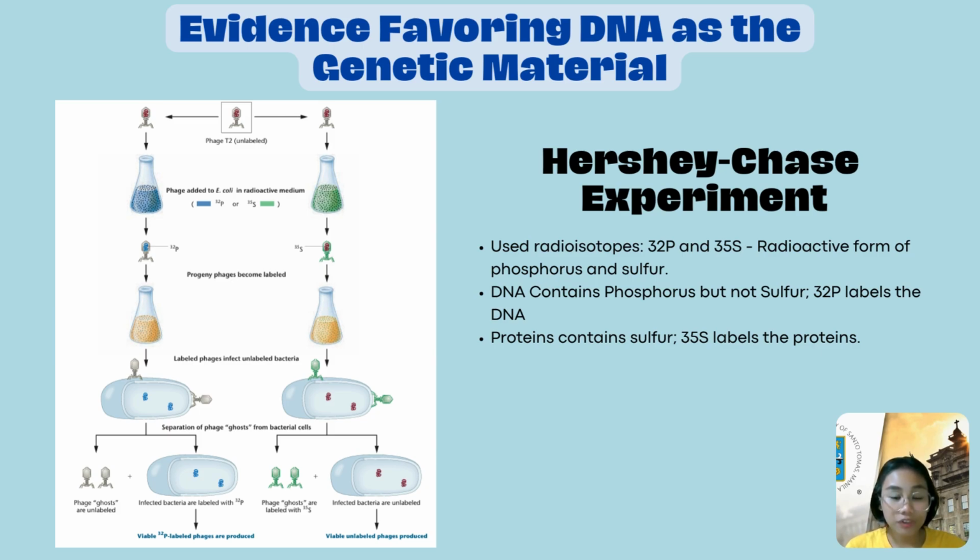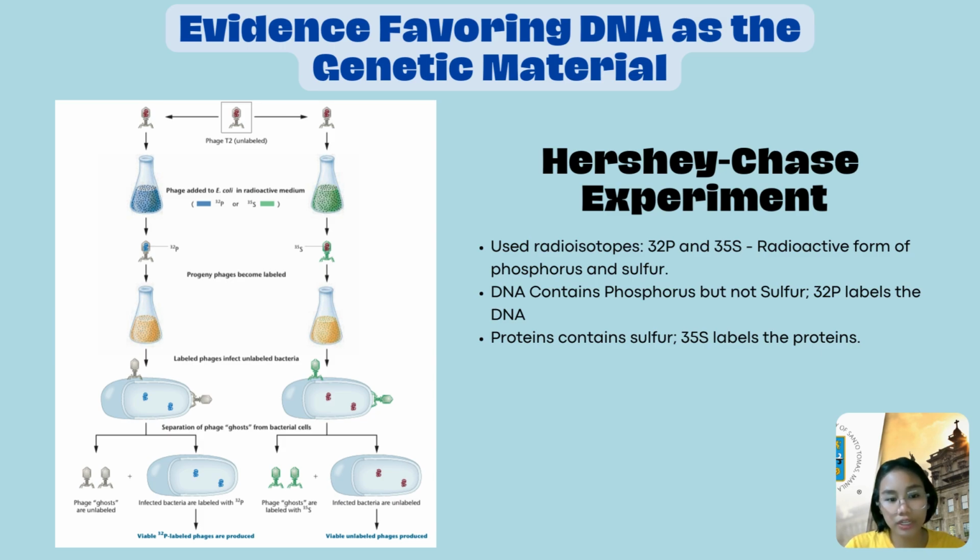So, lastly, we have the Hershey-Chase experiment. The objective for this experiment is to determine whether the DNA or protein is the genetic material that phages transfer to bacteria. So, first, they labeled the phage components. Phages were grown in two different media to label their DNA and proteins separately. One batch of phages was grown in the presence of radioactive sulfur, or 35S, to label proteins, since sulfur is in protein but not in DNA. Another batch was grown in the presence of radioactive phosphorus, or 32P, to label DNA, since again phosphorus is in DNA but not in proteins.